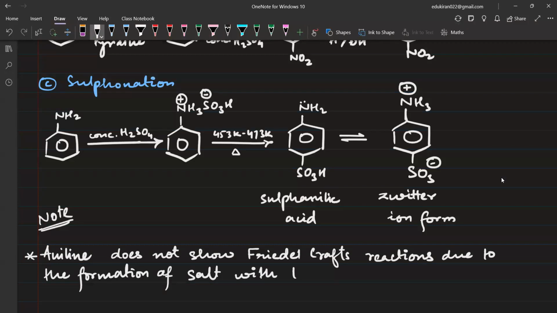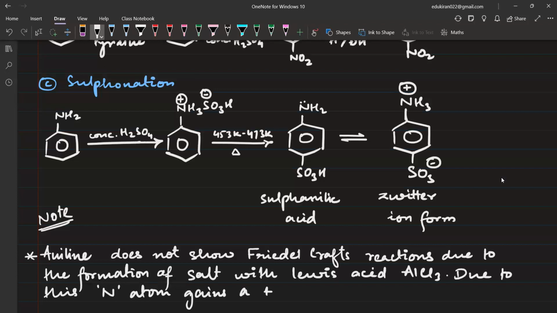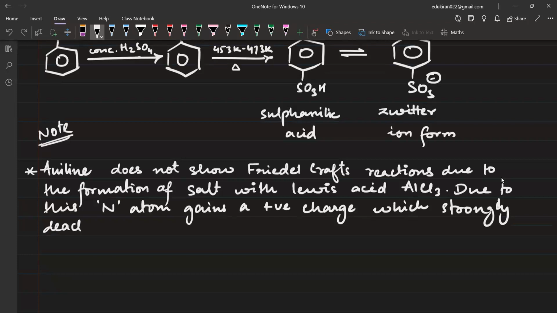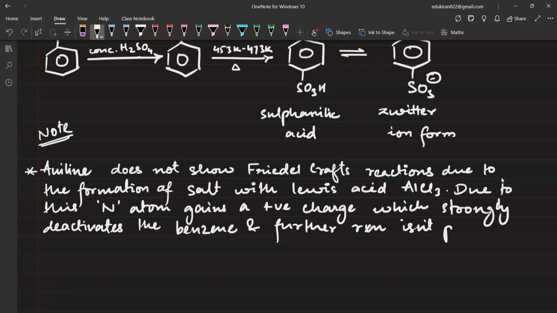Due to the formation of a salt with Lewis acid AlCl3. Lewis acid AlCl3. And you write due to this, the nitrogen atom gains a positive charge, which strongly deactivates the benzene ring, and further reaction isn't possible. Further reaction is not possible.